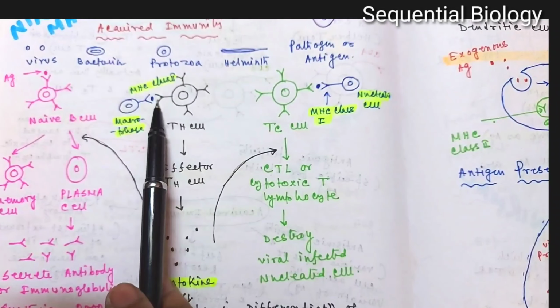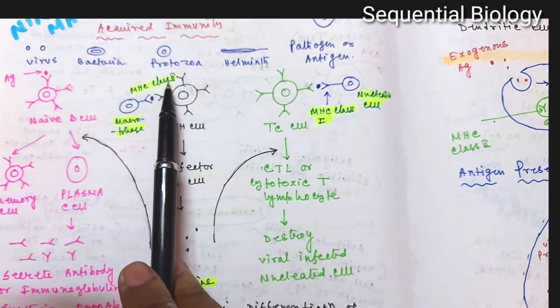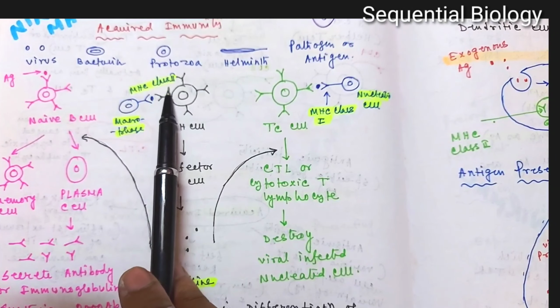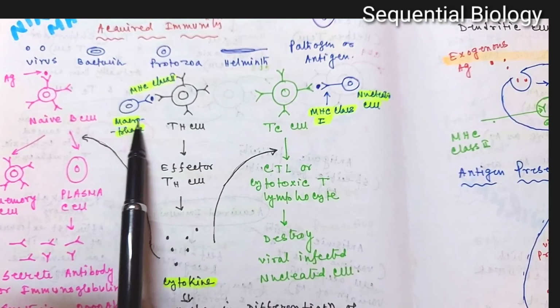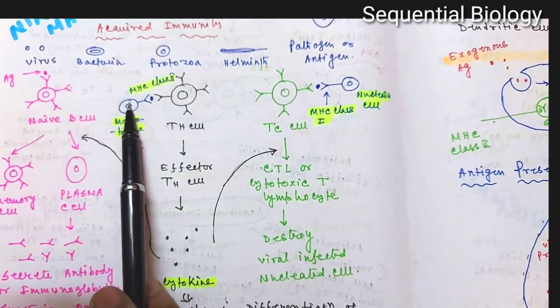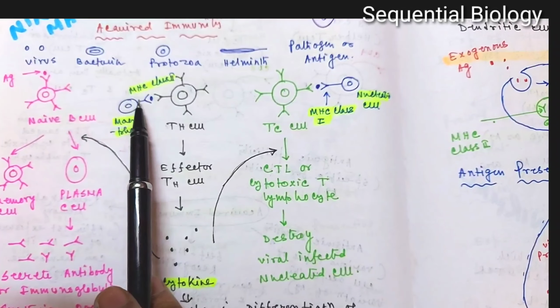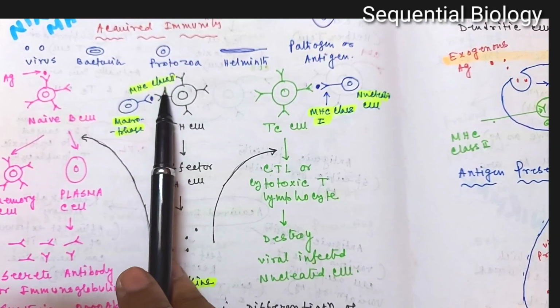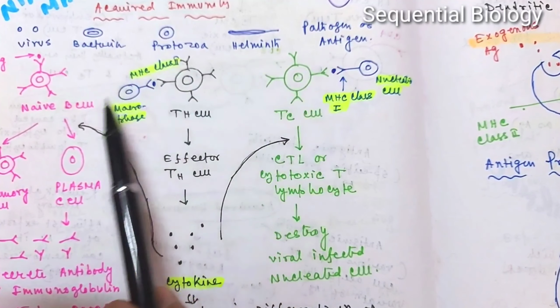This helper T cell receptor can recognize those pathogens which are presented by MHC class II molecule. Usually a macrophage or phagocytic cell, when it engulfs any pathogenic microorganisms, processes them, and these processed pathogens are presented through MHC class II molecule. Then these 2 points are very important.